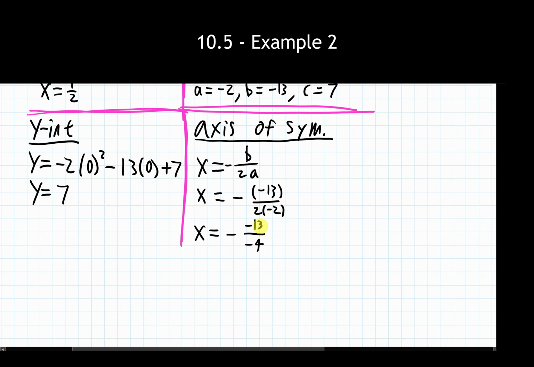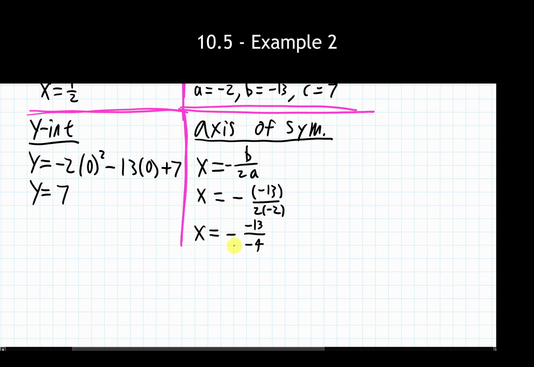So this part is positive. I have a negative in front. The negative times a positive means that this thing is going to end up being overall a negative fraction. So I get x is equal to -13 over 4 for my axis of symmetry.